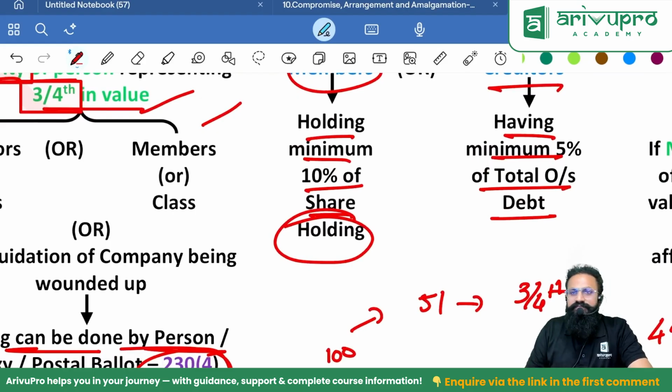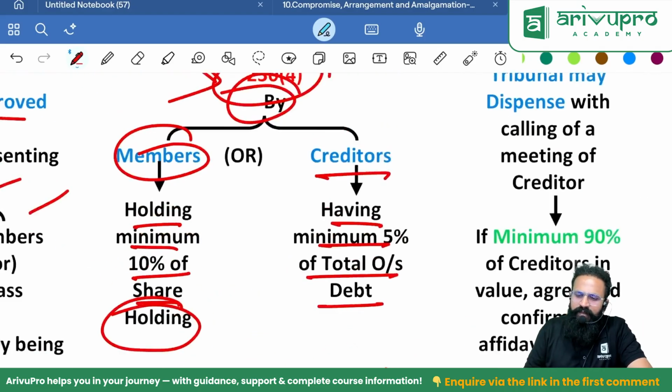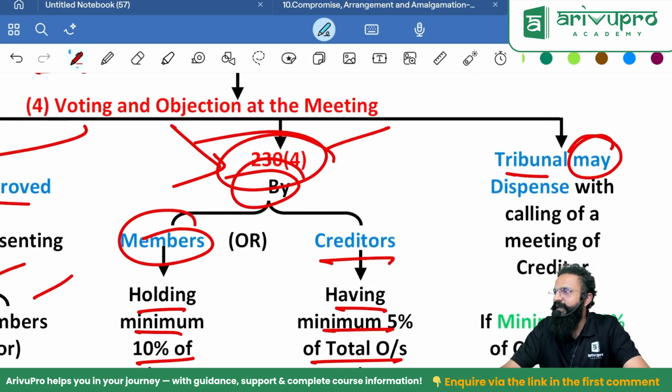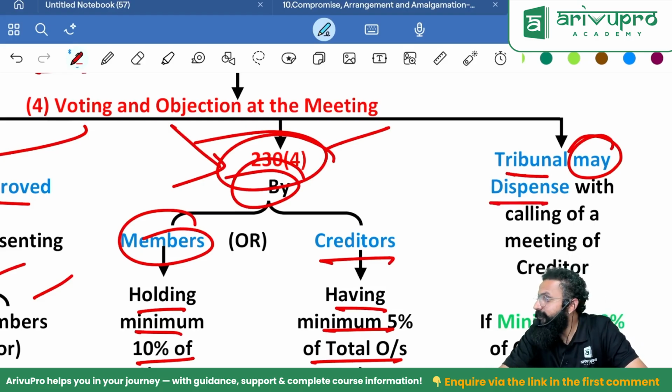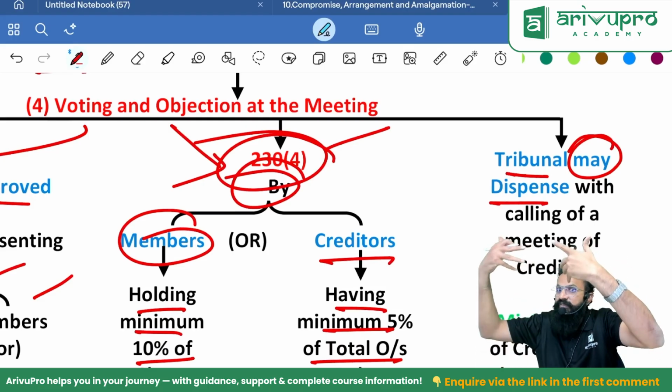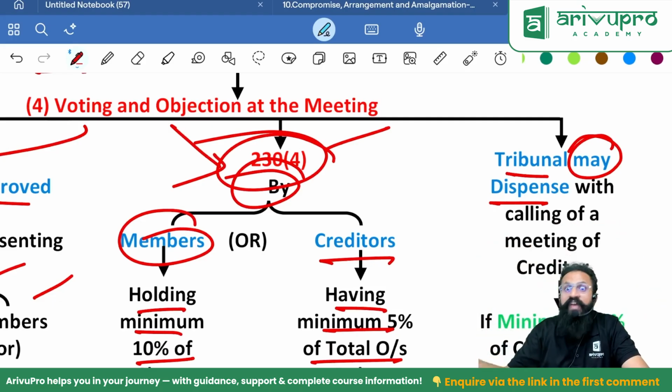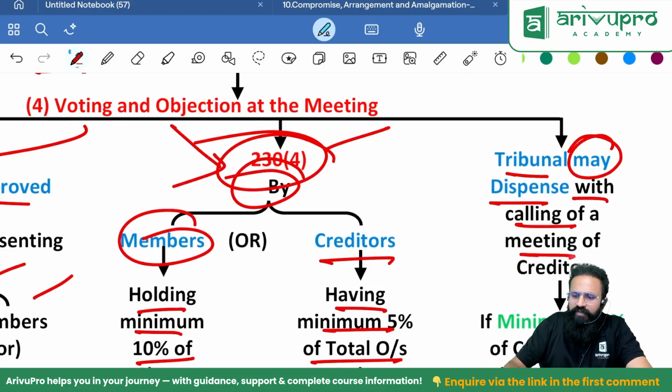Now Mithun says, sir, all these meetings are mandatory, sir. Can we skip it? Why all these meetings? The tribunal may, at its discretion, dispense with them. Dispense means it can ignore, it can waive off the condition. Which condition? The condition of holding a meeting. When? With the calling of a meeting of creditors, if a minimum of 90% of creditors in value agree and confirm by an affidavit to the compromise, arrangements and amalgamation.